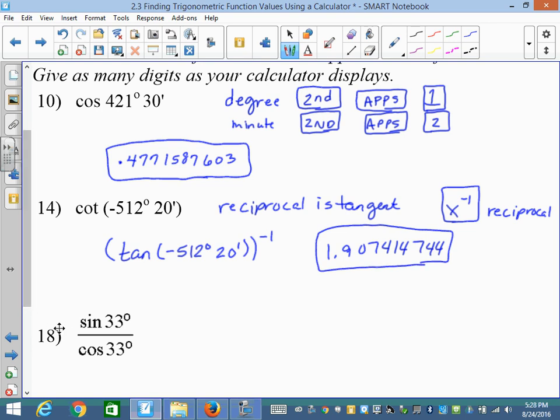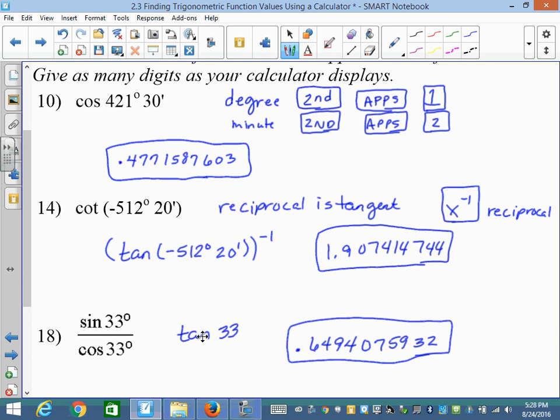Okay, and then our last one here is sine of 33 over cosine of 33. Since these two angles are exactly the same, sine over cosine equals tangent of 33. Now, you can put it in as sine of 33 over cosine of 33 if you want, or you can simply put it in as tangent of 33. And when you do that, you get 0.6494. There's nothing more to it than knowing how to work your calculator.